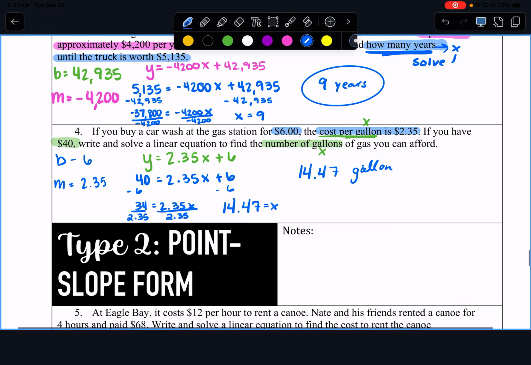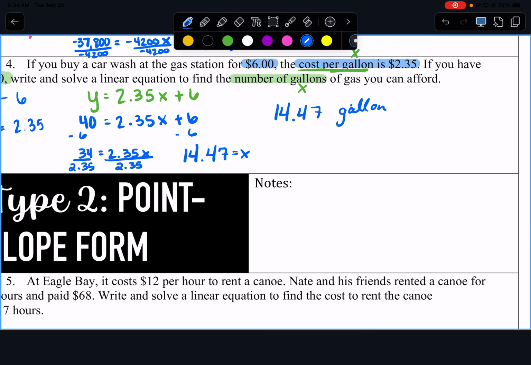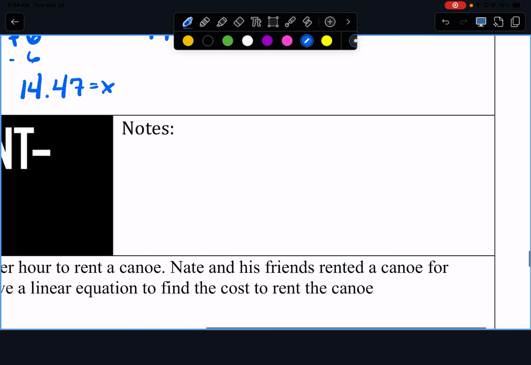All right. The next type of question we're going to look at is point-slope form. What is the equation for point-slope? That's our equation for just slope. What's the equation for point-slope formula? Where we need a point and a slope. Not y equals, but y minus y1 equals our slope times x minus x1. Y2 minus Y1 over x2 minus x1, that is our equation for just slope.